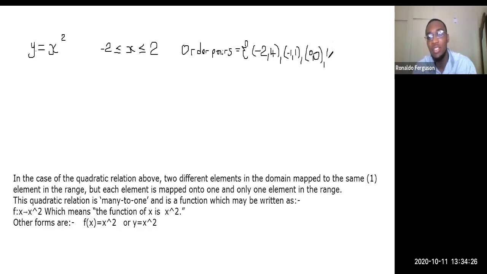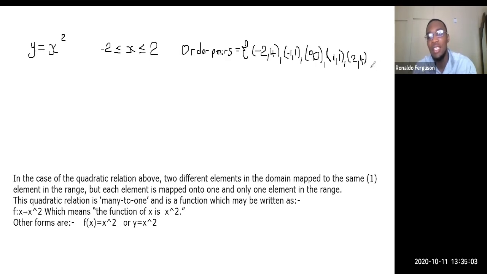Then if I were to put in x as 1, then the corresponding y value is also going to be 1. And then if I were to put x being equal to -2, not -2, +2, what I'm going to get is +2 squared is 4. And so this would give me the set of the ordered pairs.